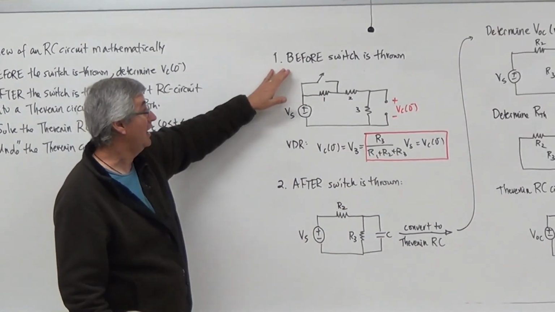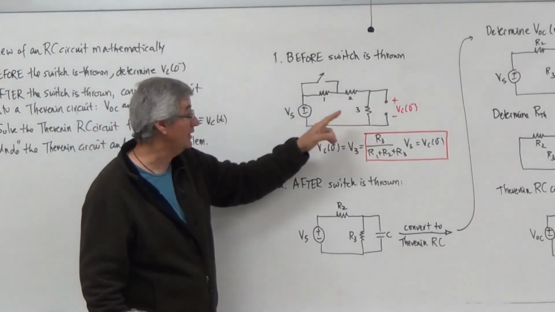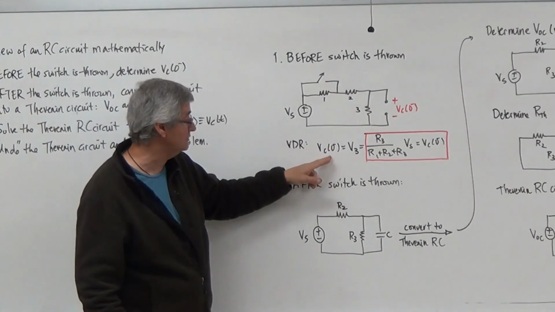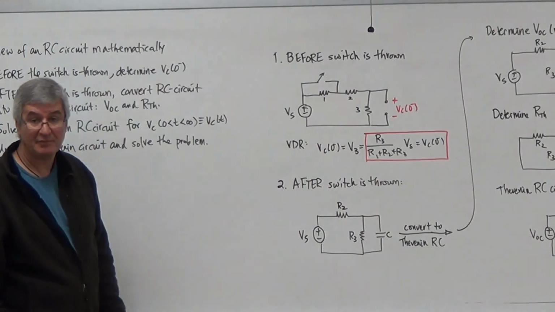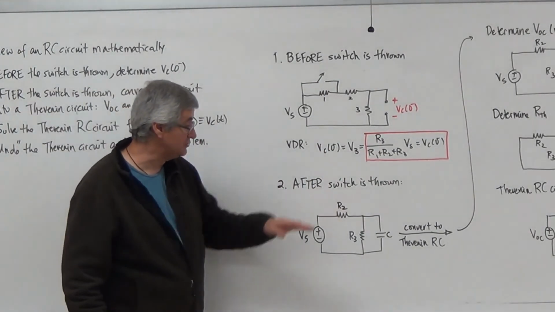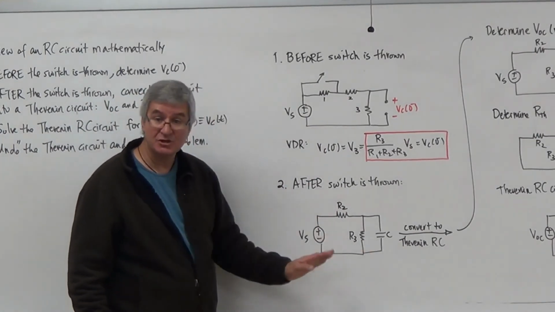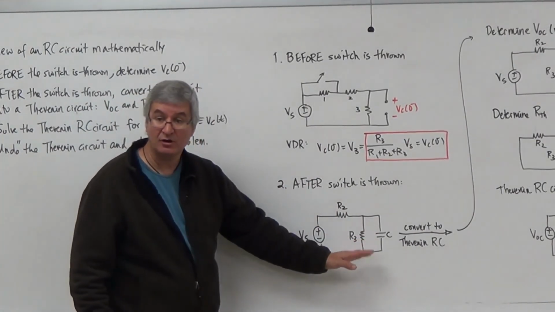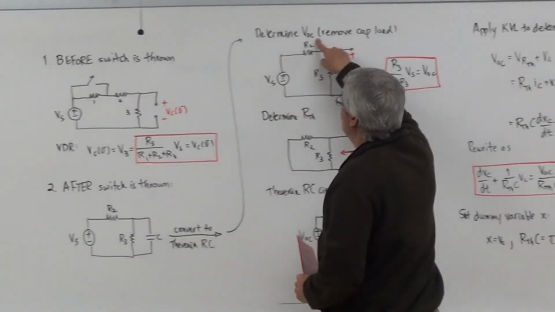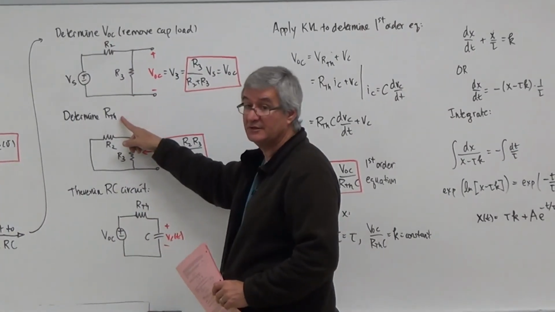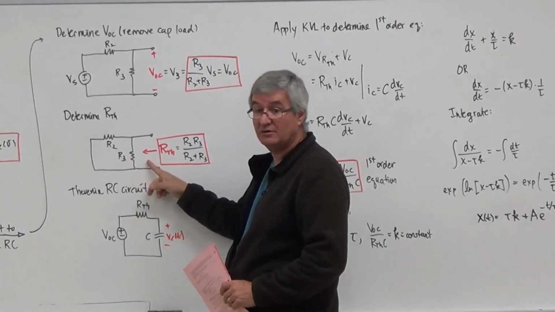Before the switch is thrown, the capacitor is in steady state. What did I do? I just used VDR to get the voltage of the cap, which is the same as the voltage across the 3. So it looks like that. Then after the switch is thrown, I kill off resistor 1. Now my job is to convert this into a Thevenin RC circuit. So how do I do that? I determine VOC. I determine RTH. The fact that this is a constant source means that I can calculate RTH this way.